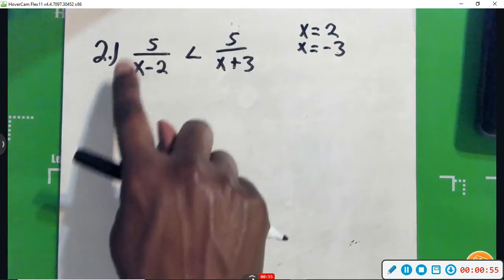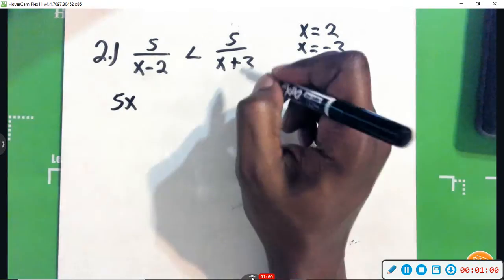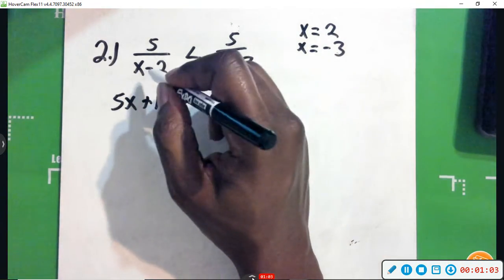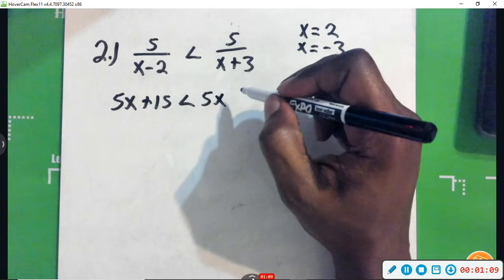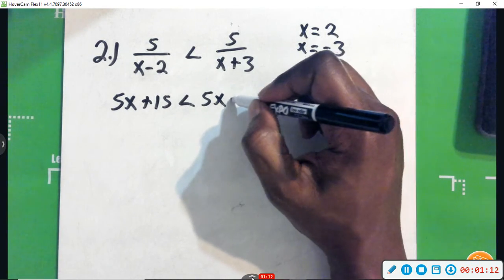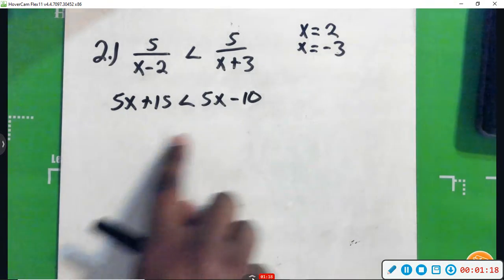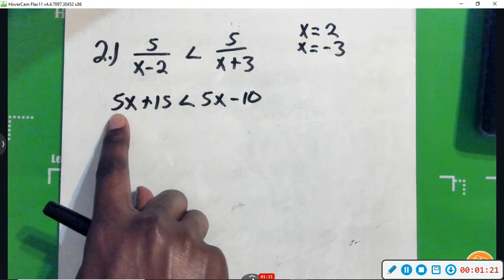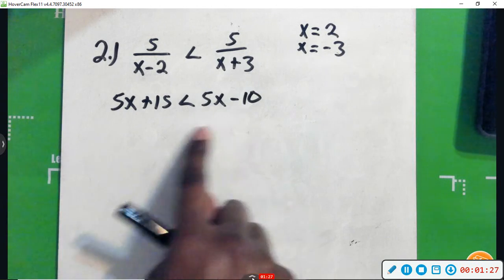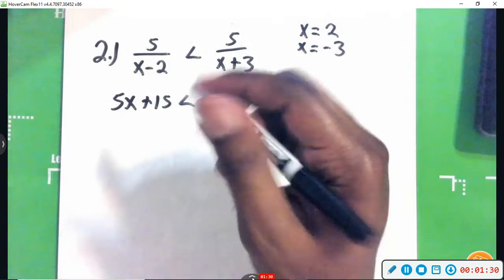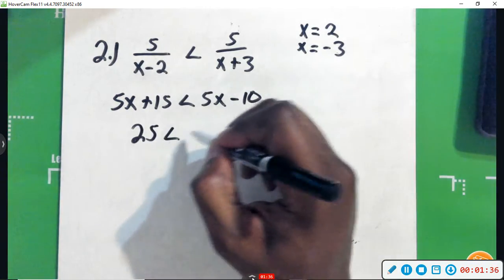equal to 0. So I'm going to cross multiply, and I'm just going to distribute 5. So I will have 5x plus 15, and that is going to be less than 5x minus 10. I'm going to move everything to one side, so when I subtract 5x, the 5x's will cancel out, and then I will add 10. So what I'm getting is 25 is less than 0.